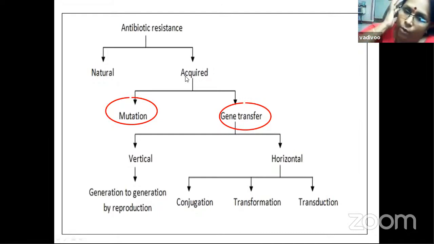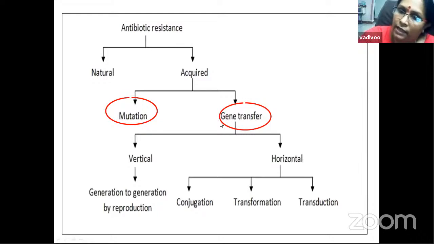And then it can be acquired. So how does it acquire antibiotic resistance? It can be either by mutation or by genetic transfer. Mutation I have told you before, and genetic transfer can be vertical or horizontal. Vertical is generation to generation, so bacteria can spread drug resistant genes to their progeny, but horizontal gene transfer is by conjugation, transformation and transduction.